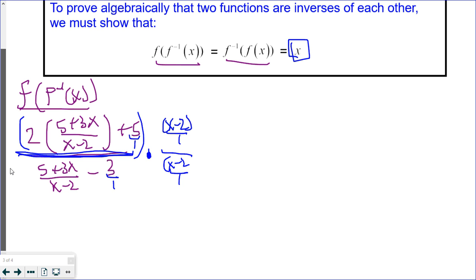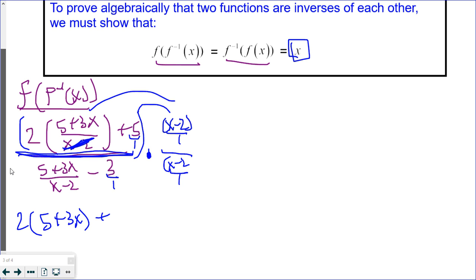So all you do is you're going to multiply the x minus 2 through to both the quantities. And what's going to happen is the x minus 2 is going to cross out the denominator with this x minus 2. So what you're left with is, and watch what I do here, 2 on the outside, and the x minus 2 and x minus 2 cancel, so you're left with just 5 plus 3x.